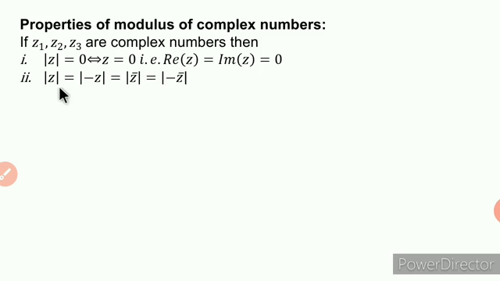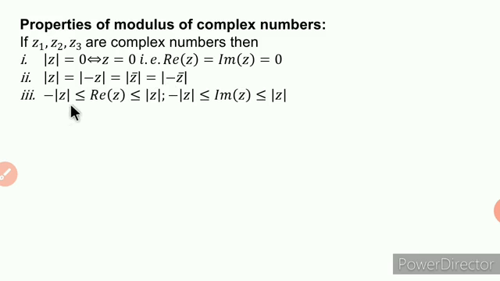The second one is mod z is equal to mod minus z is equal to modulus value of z bar is equal to modulus value of minus z bar. That is, the modulus values for all these complex numbers are the same: mod z, modulus of negative of z, modulus of conjugate of z, and modulus of negative of conjugate of z. All these values are the same.